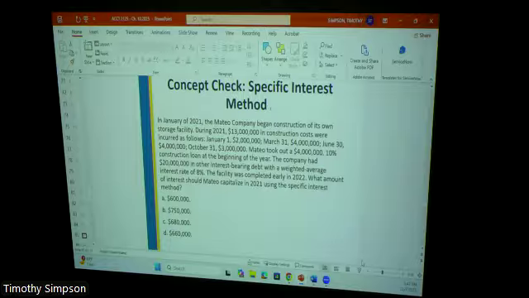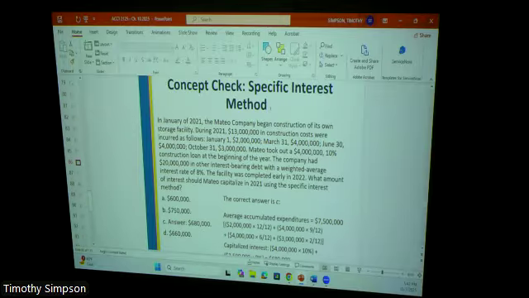Well, if you're using the specific interest method, you're going to take this time-weighted expenditure, and then you're simply going to compare that to the amount of financing. So here we have the average expenditures were $7.5 million.